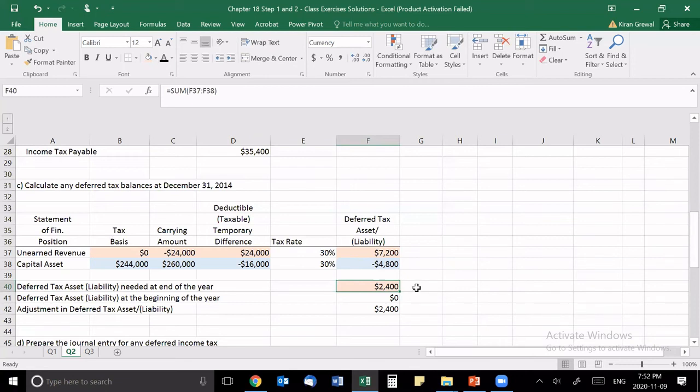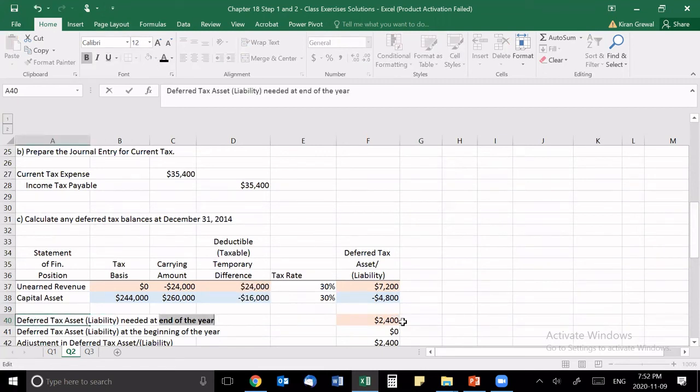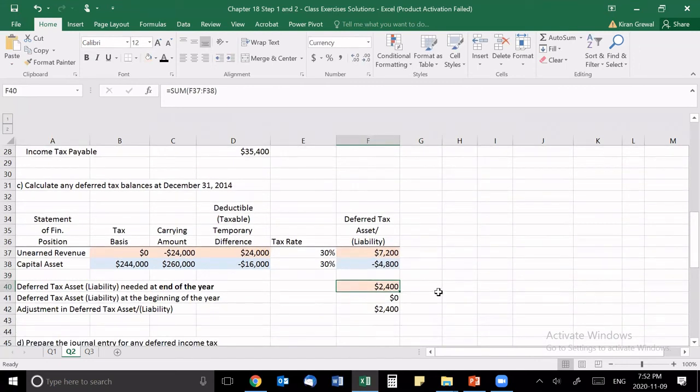The next step that you have to do is check what the deferred tax asset or liability balance is at the beginning of the year. Okay, so this is what it needs to be. This 2,400 is what it needs to be at the end of the year. So this is your end of the year balance. We need to compare it to what the balance is right now in order to determine what we have to record as an asset or liability.